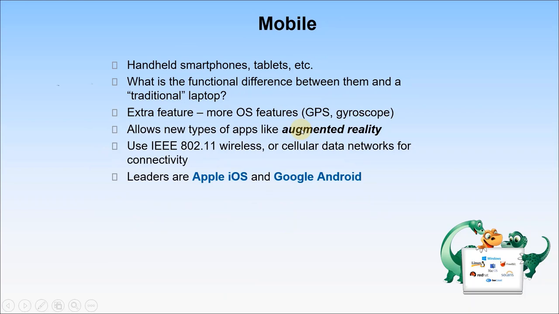Now on mobile, we have handheld smartphones and tablets. So what is the functional difference between them and a traditional laptop? It's more handy, and you've got the freedom of mobility with a smaller size. There are extra features, more OS features like GPS and gyroscope, which allow new types of apps like augmented reality, and the use of wireless cellular data networks for connectivity. Leaders in mobile include Apple and Android.